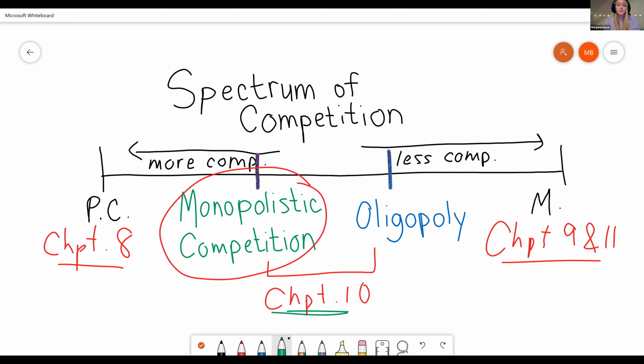Now, monopolistic competition is the most common type of market structure that exists in the United States. And this video is going to be explaining some of the key characteristics that define a market as one that looks like monopolistic competition, and talk about how this type of market structure directly relates to perfect competition and monopoly, the two market structures that we've already covered so far in the class.